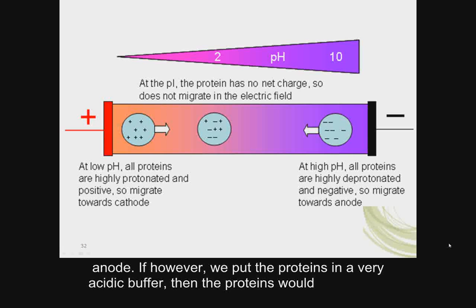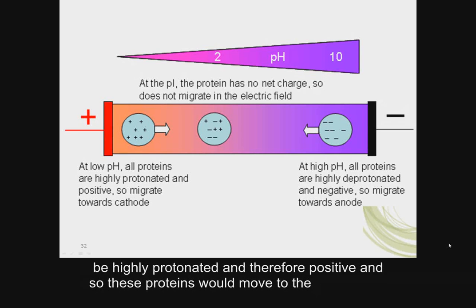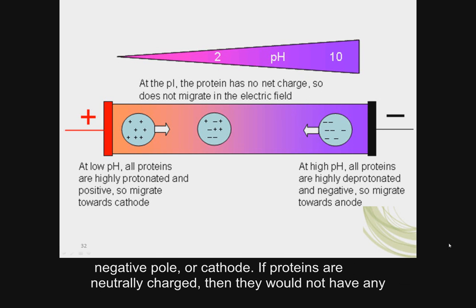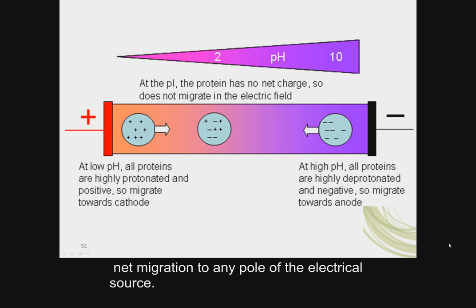If, however, we put the proteins in a very acidic buffer, then the proteins would be highly protonated and therefore positive, and so these proteins would move to the negative pole or cathode. If proteins are neutrally charged, then they would not have any net migration to any pole of the electrical source.